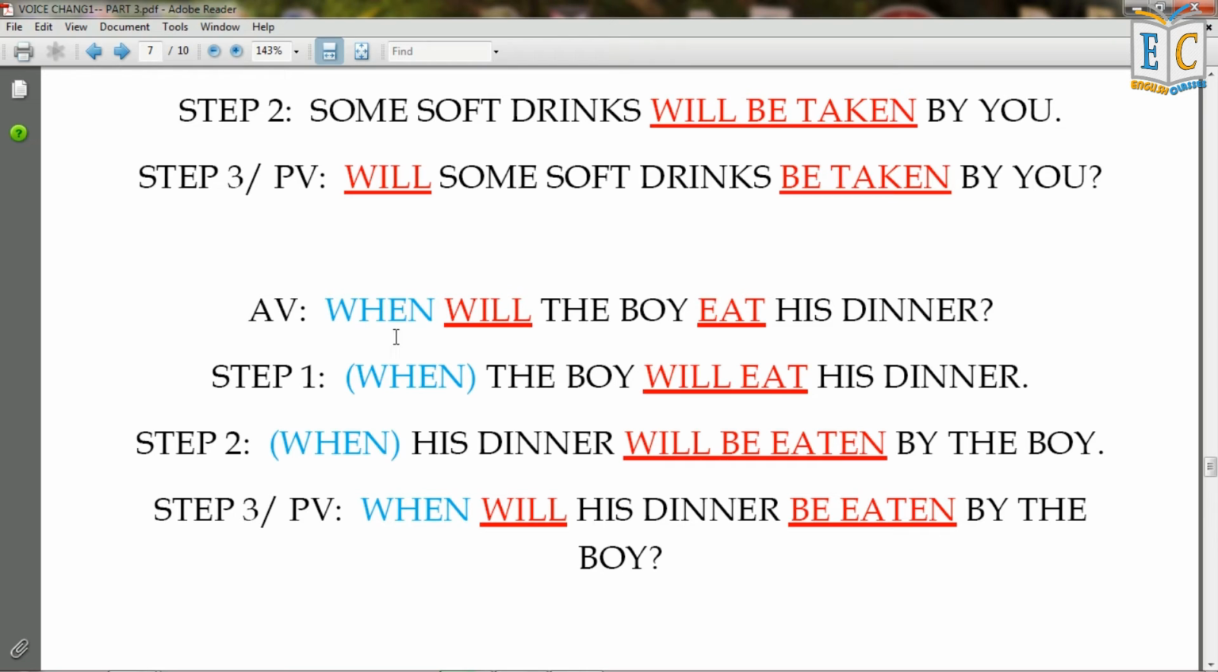Active voice sentence, when will the boy eat his dinner? Becomes in step 1, when the boy will eat his dinner. In step 2, it becomes when his dinner will be eaten by the boy. In step 3 of the passive voice form, it becomes when will his dinner be eaten by the boy.